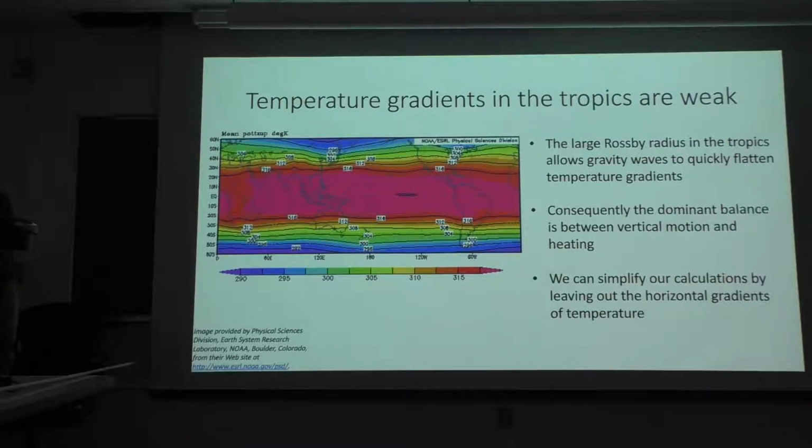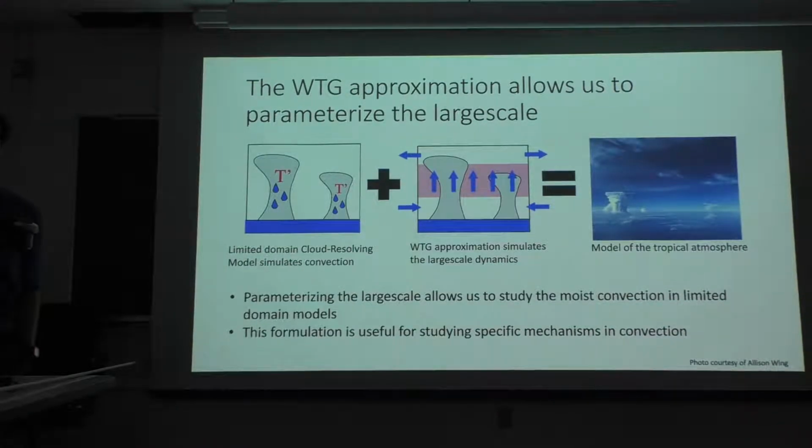But one of the benefits of this is that it simplifies our models and the math considerably, because we get to ignore the horizontal temperature gradients. And we make use of this in the weak temperature gradient approximation, which essentially allows us to disentangle the convection from what the large-scale parameterizations are doing.